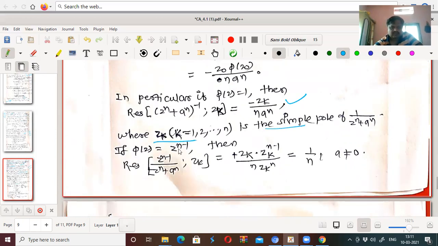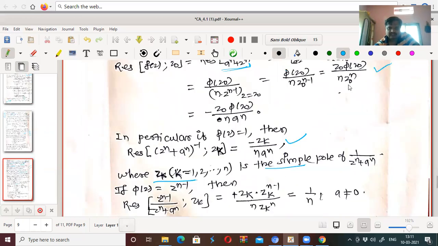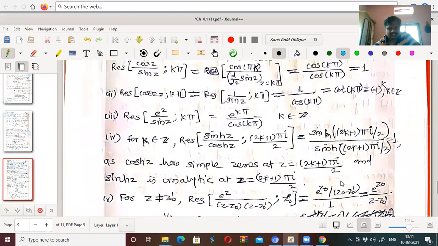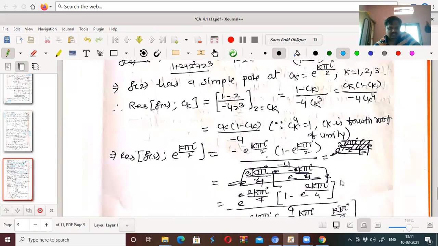If phi z equal to z raised to n minus 1, then the residue of z raised to n minus 1 upon z raised to n plus a raised to n at zk is equal to zk into zk to the power n minus 1 divided by n into zk to the power n, by using this one. Now zk to the power n cancels, so zk into zk to the power n minus 1 means this totally zk to the power n cancels with zk to the power n. We get 1 upon n, where a is not equal to 0. These are some examples on the above result.